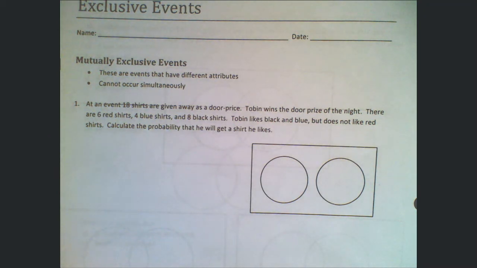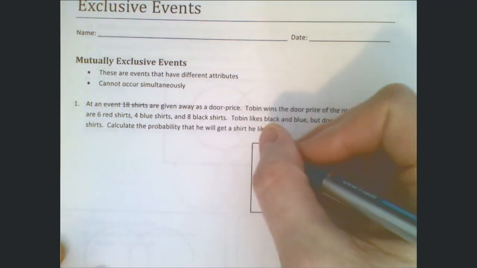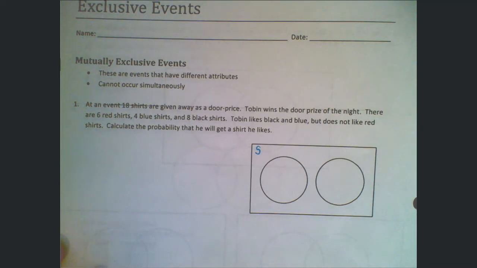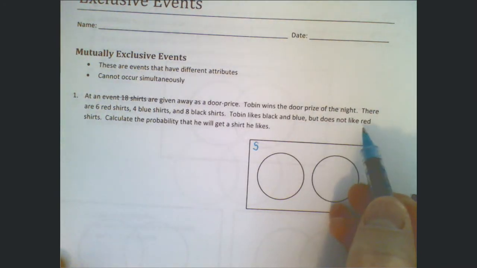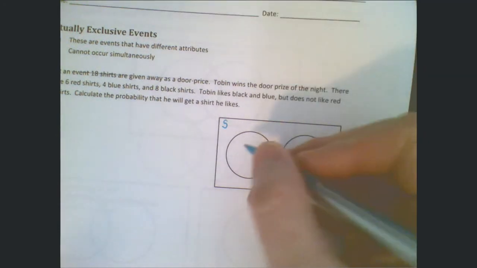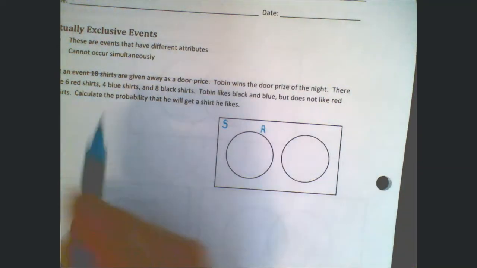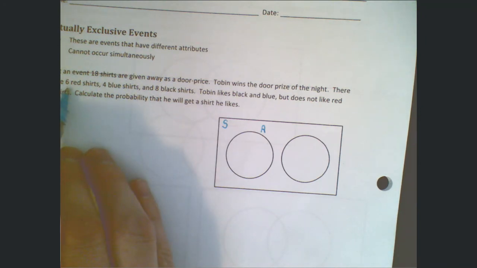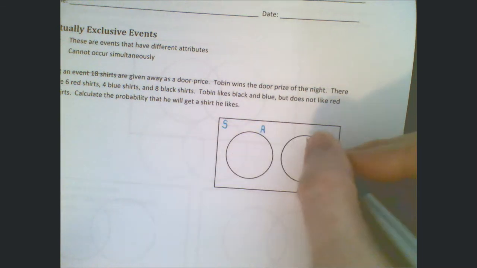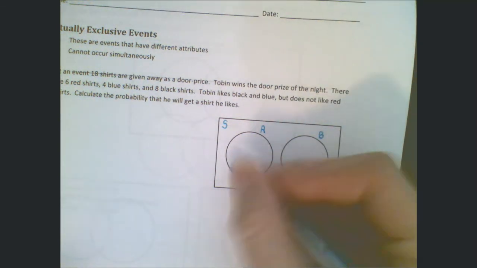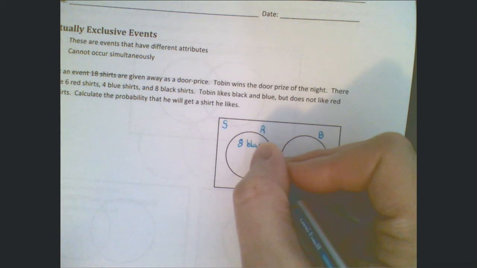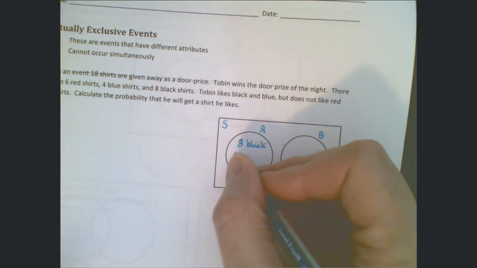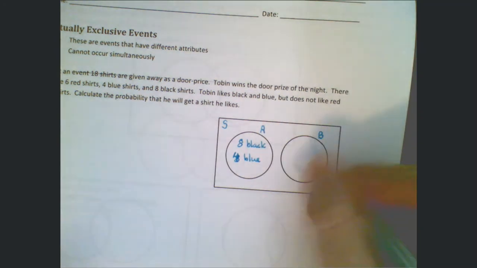Okay, so when we're solving these types of problems, we start out with the universal set, which is the set of all shirts. Tobin likes black and blue, but does not like red shirts. So let's say set A is the shirts that he does like. Then there are 8 black shirts and 4 blue shirts. And over here we have 6 red shirts.